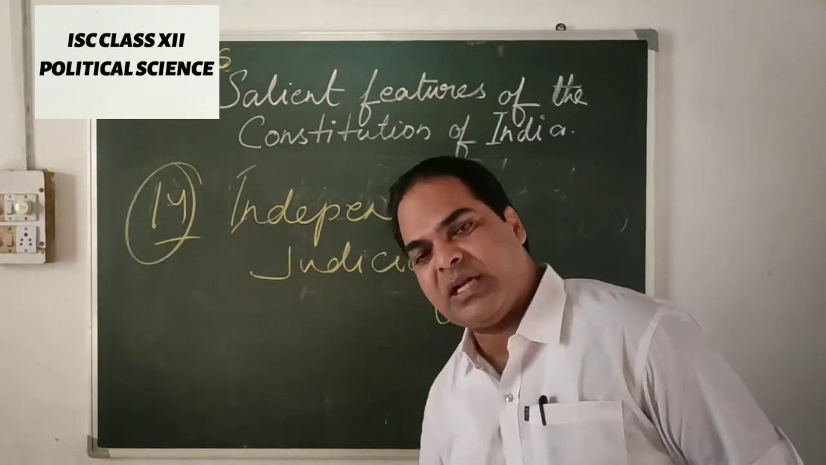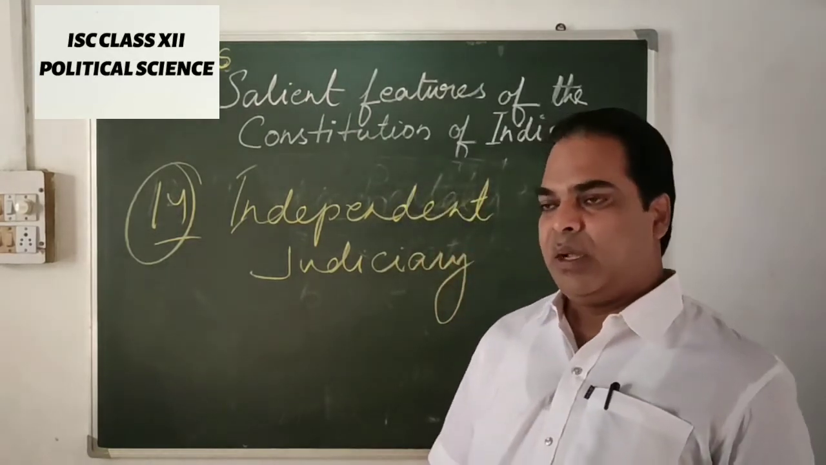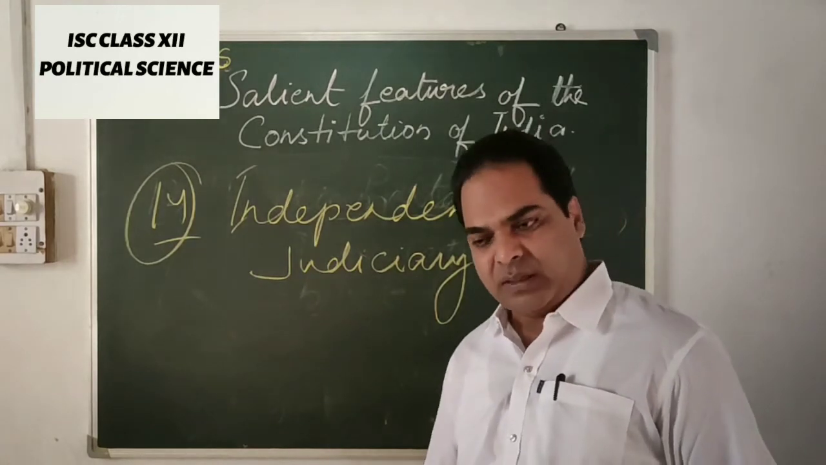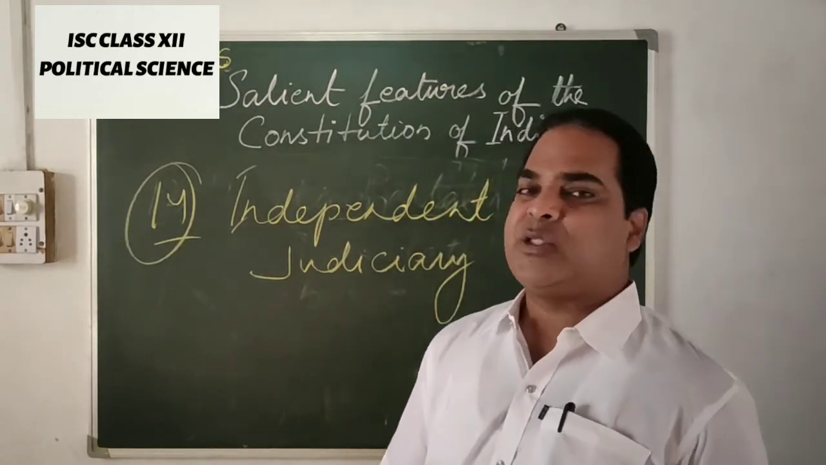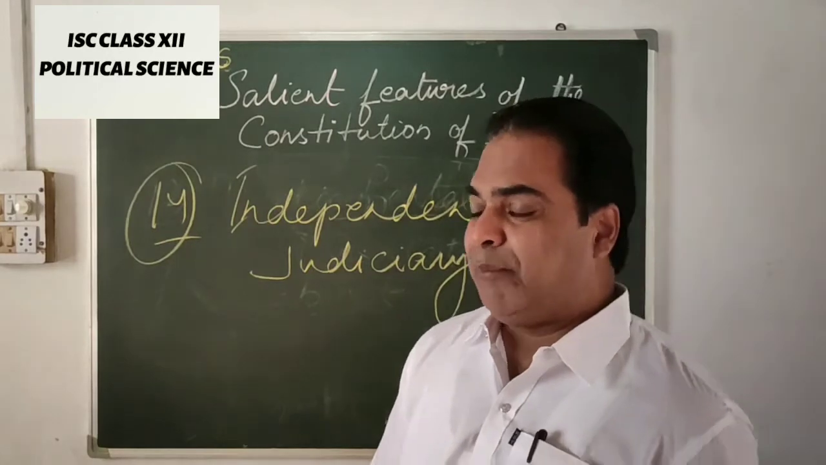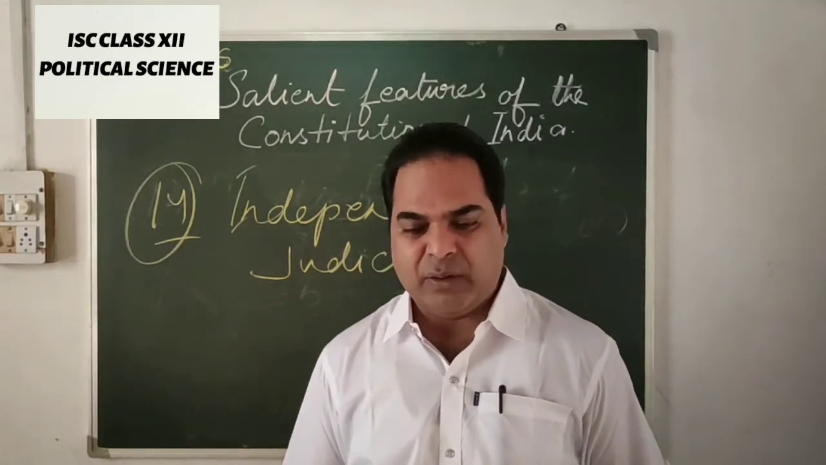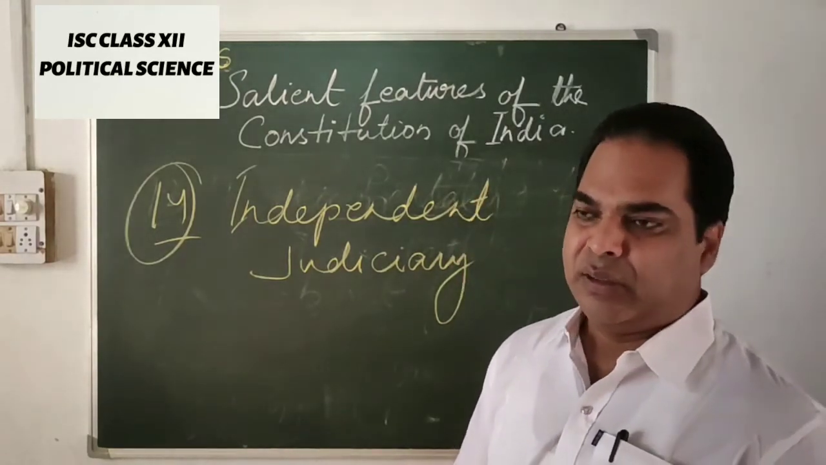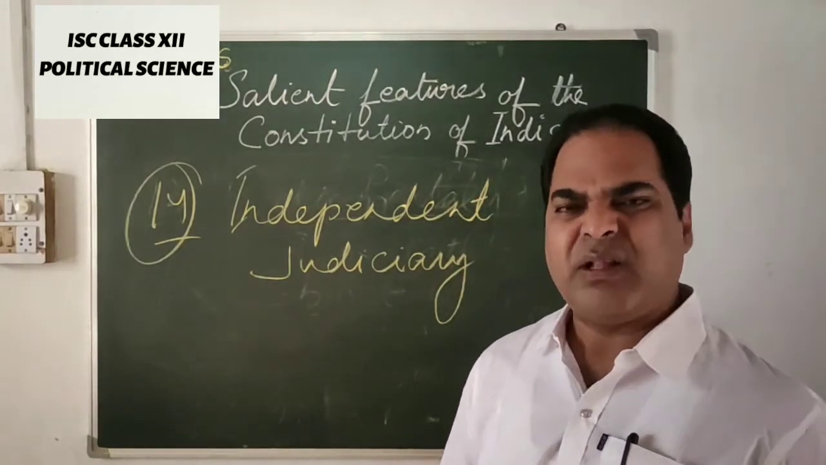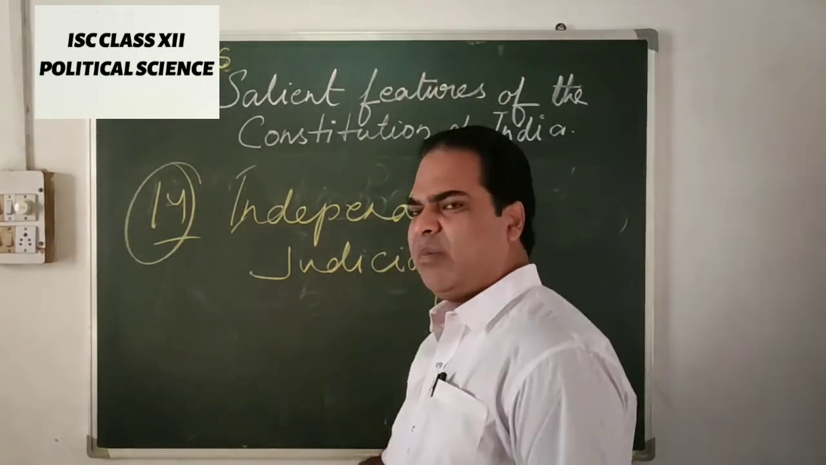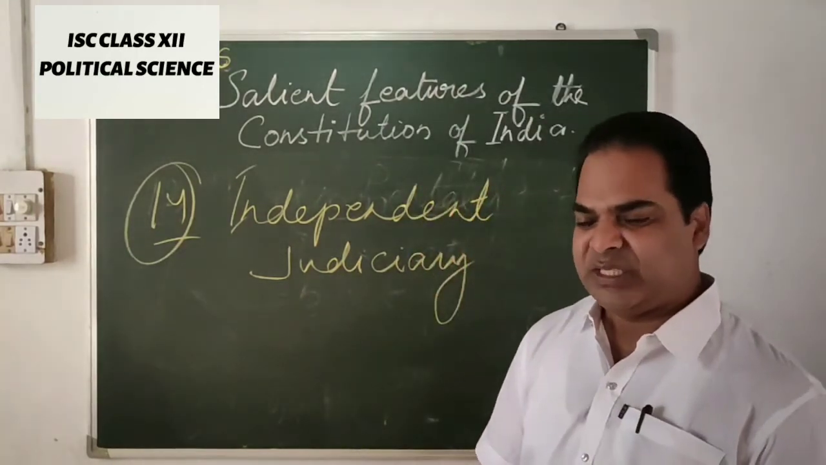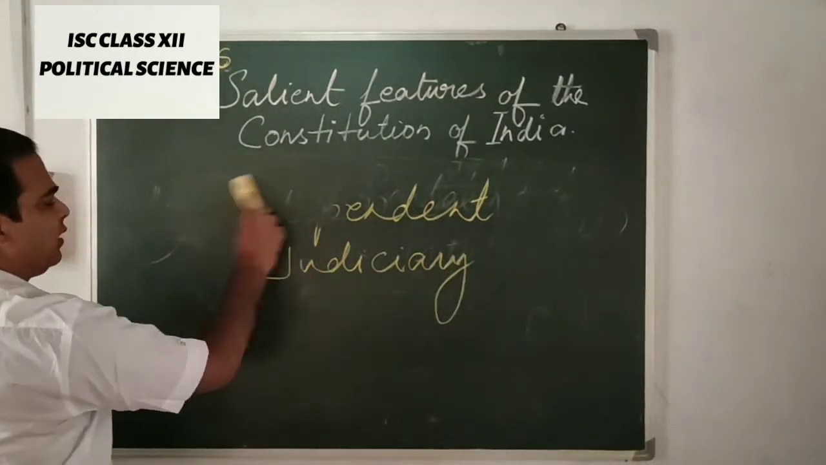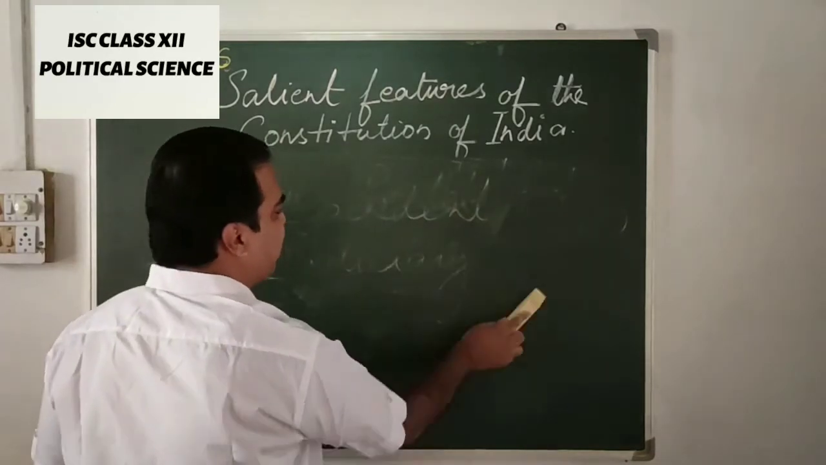Certain points are there that make them independent, like they are appointed by the president but cannot be removed by the president. They are given good salaries so that they cannot be attracted towards bribes and all. Their security is provided by the state government. They are not allowed to practice after retirement. So all these make the judiciary very important, and an impartial judiciary is there in our country. These are some of the important features which we discussed right now.